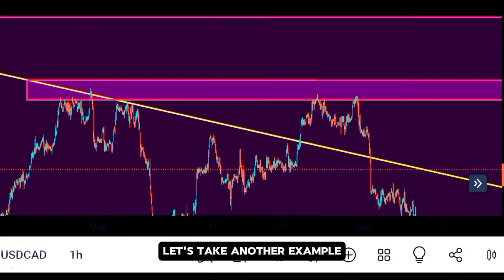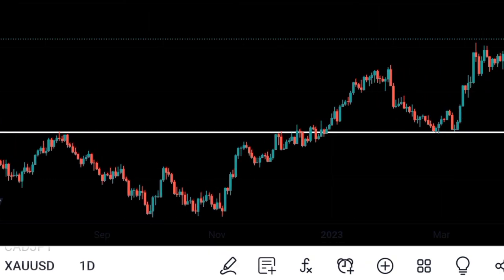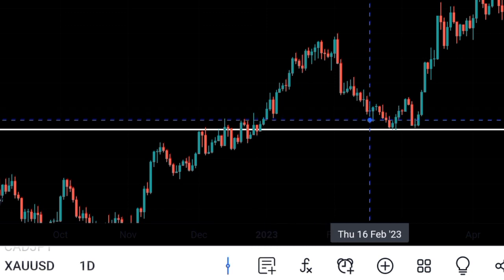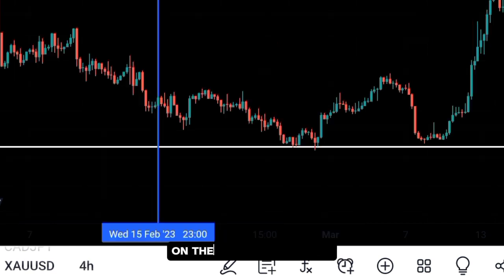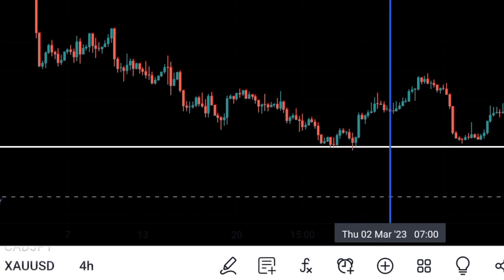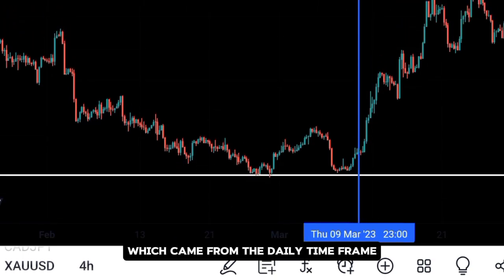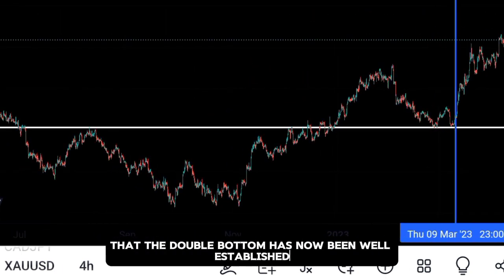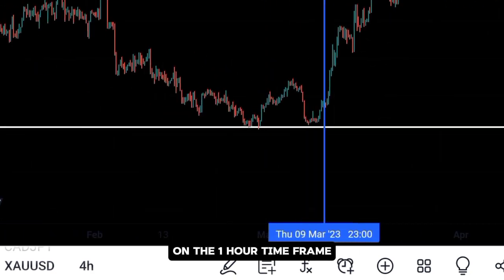Let's take another example. We are looking at the daily time frame of gold. See the market retracement on the resistance turned support zone, marking the area so we can check out how it looks on the 4-hour time frame. Here you can see a very wide double bottom which came from the daily time frame. Based on the confirmation that the double bottom has now been well established, we are now looking for an entry on the 1-hour time frame.